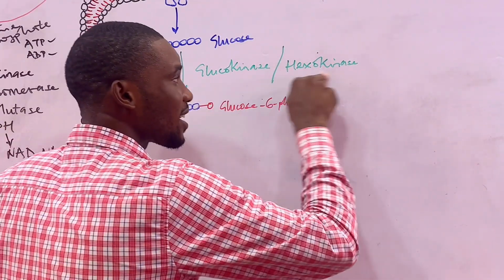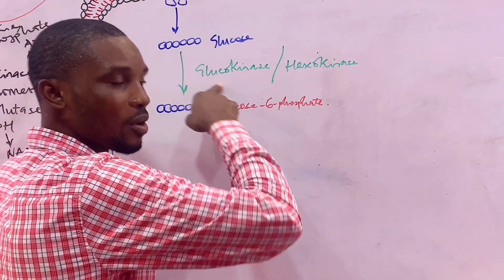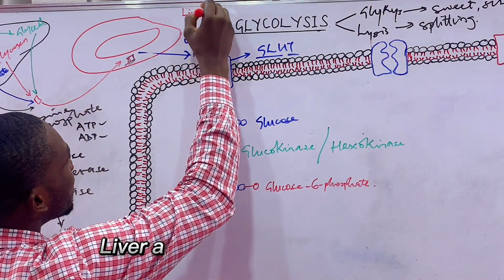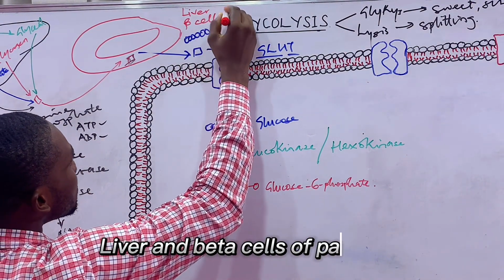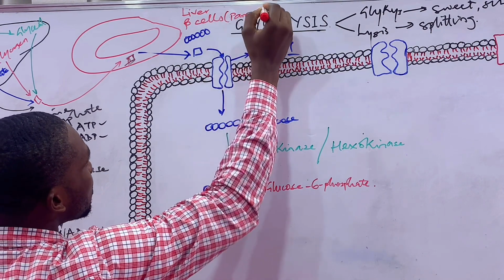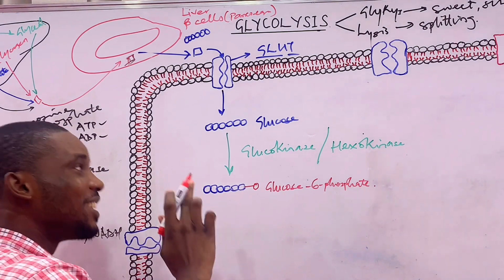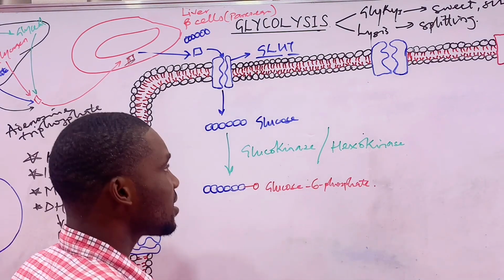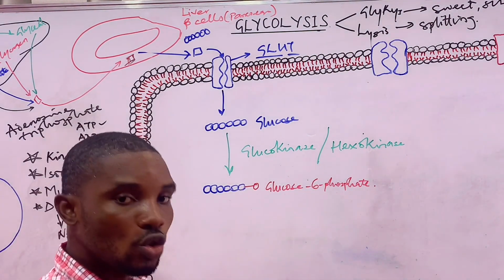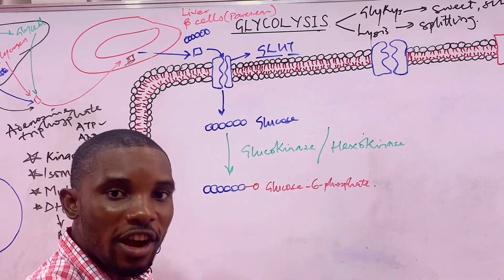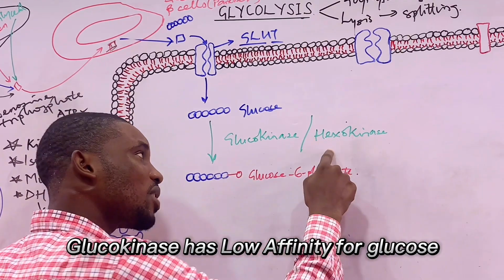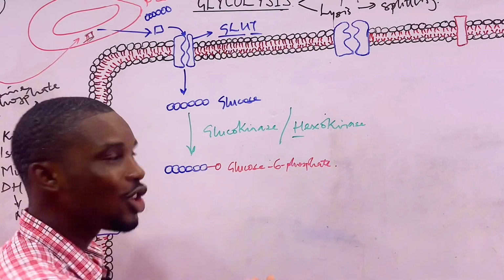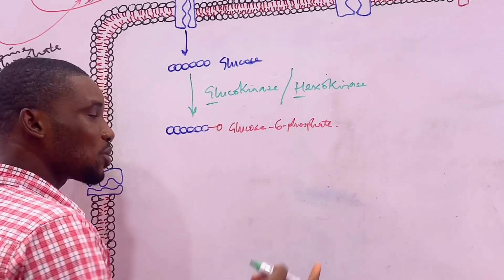They can be acted upon by what? Hexokinase. While glucokinase acts on what? Glucose, right? Glucokinase is found where? In the liver and beta cells of the pancreas. So it's found in the beta cells of the pancreas and the liver. Now, this glucokinase differs from hexokinase in the sense that glucokinase requires so much glucose. So it has low affinity for glucose. Hexokinase has high affinity. So hexokinase, higher affinity, glucokinase, lower affinity, right? That's one difference you need to take note of.